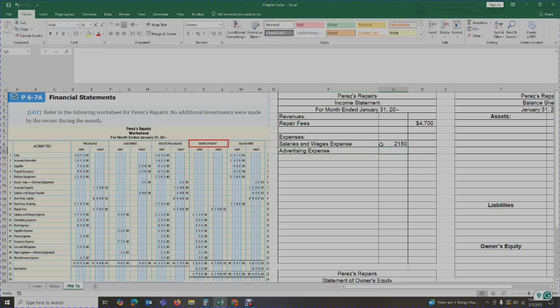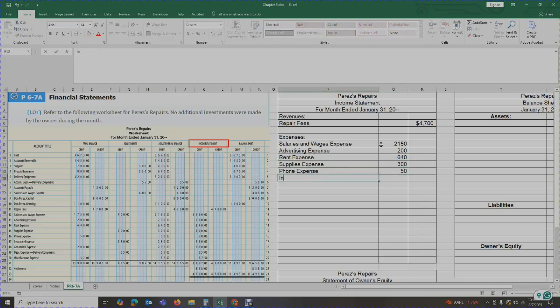My advertising is $200, okay? And you just bring them in the same order that you have them on your worksheet. Then we have rent expense. My rent expense is $640. And then we have supplies expense. My supplies expense is $300. And then we have phone expense. My phone expense is $50.